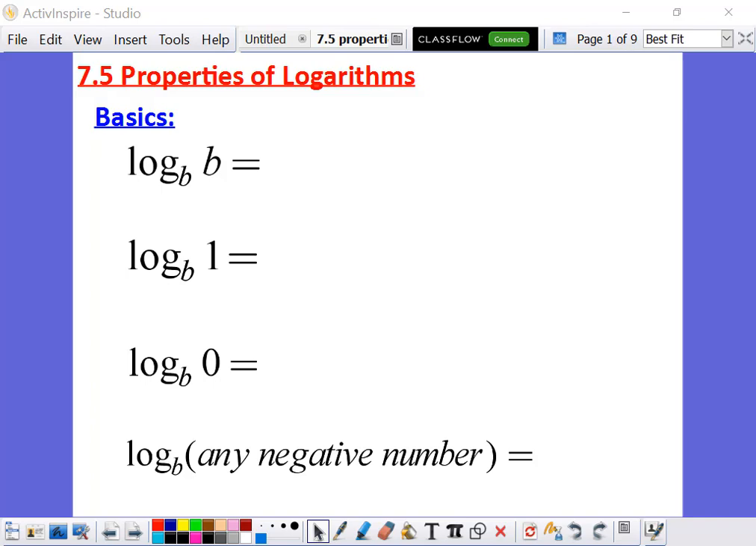So 7.5, properties of logarithms. I would take notes in a notebook while I'm going through this. And again, feel free to pause, rewind, fast forward, whatever you need to do.